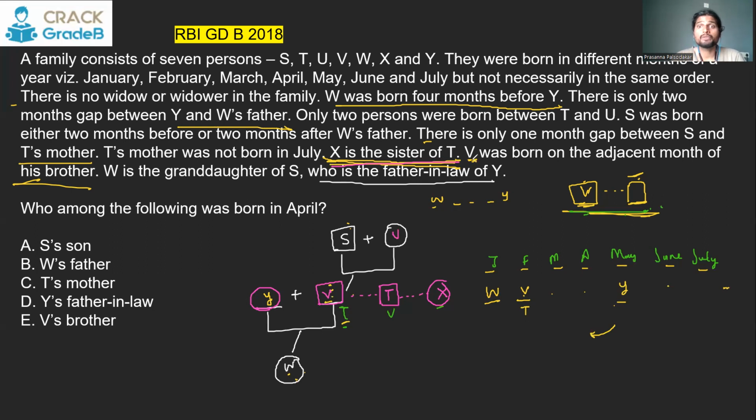But we know that V was born on the adjacent month of his brother. So that means V and T are born in adjacent months. So if this is V, this is going to be T. And if this is T, this is going to be V. Now the next statement says only 2 persons born between T and U. So if this is T, 1, 2, this becomes U. But if this is T, 1, 2, this cannot be U because this is already Y. That means this is not the possible case. V is this person, T is this person. That means V is the father and T is the uncle for W. So this is the case.